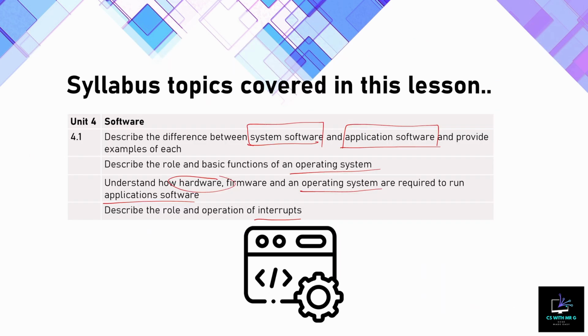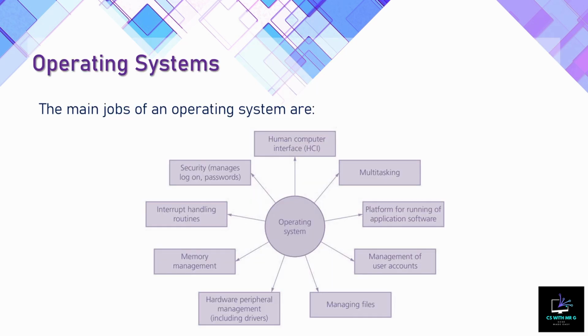Now, if we look at our second learning objective, this one here, describe the role and basic functions of an operating system. This is quite tedious, and we do have to go into quite a bit of detail because as you can see, there are many jobs that are performed by the operating system. And ideally, we need to explain all of these points that you can see in this diagram. These 9 categories we can see here, we need to be able to explain each one of these so that we can show our knowledge of operating systems.